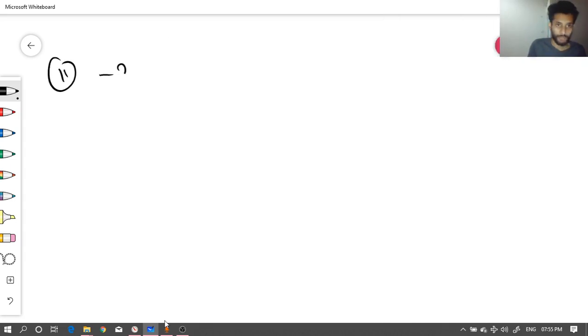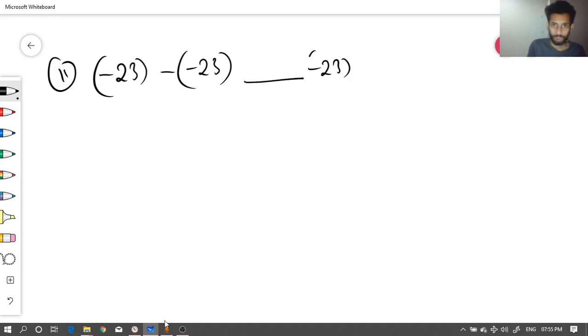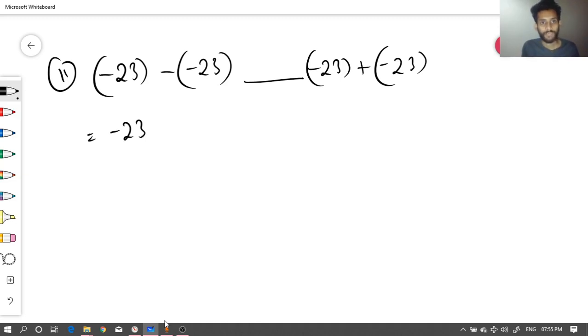Question number 2 is minus 23 minus 23 dash minus 23 plus minus 23. So what we can do is here minus 23, then after that minus will be plus 23. After that this side will be minus 23, then the next one will be minus 23. So here plus and minus will be 0 and here it will be minus 46.